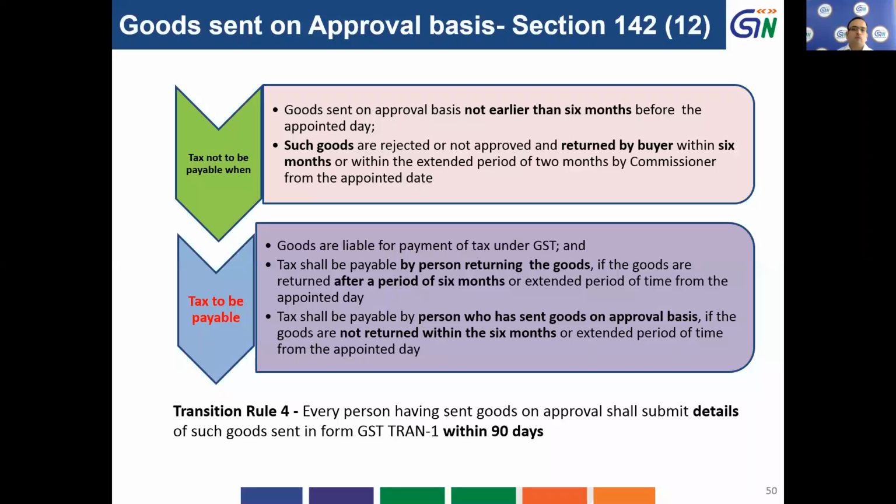Then tax is to be paid if the goods are liable for payment of tax under the GST regime. Tax will be payable by the person returning the goods if the goods are returned after 6 months or the extended period, and tax shall be payable by the person who has sent the goods on approval basis if the goods are not returned within the 6 months or extended period. Transition Rule 4 covers this, and the details are to be submitted in form GST TRAN-1 within 90 days. So this particular section covers that eventuality: if the goods are returned after a period of 6 months, then the person returning the goods is liable to pay the tax, and if the goods have not been returned, then the person who supplied the goods is liable to pay tax under the GST regime.